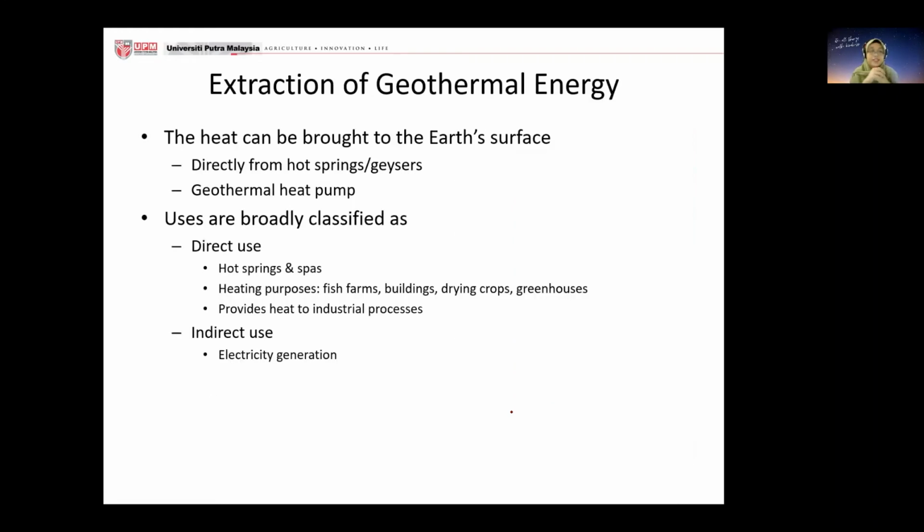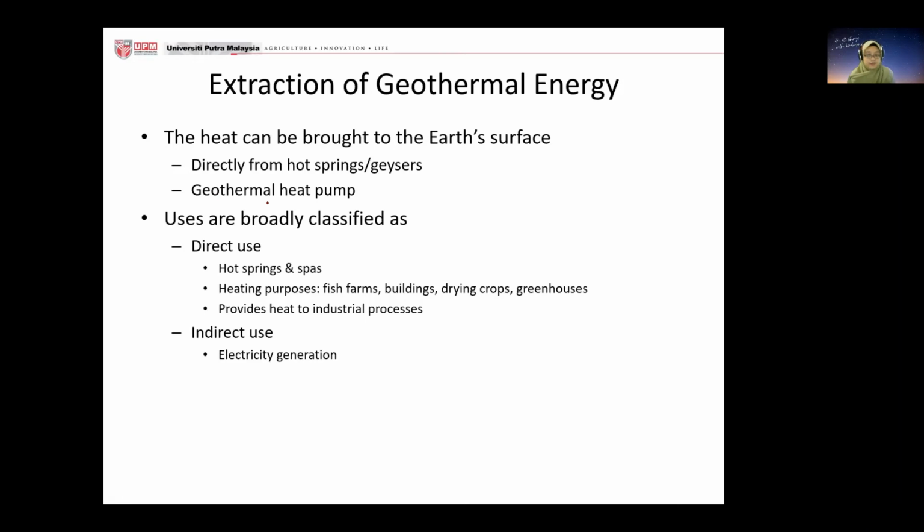So basically, in geothermal energy, you want to make use of the heat, right? And this heat can be brought to the Earth's surface directly, usually from hot springs or geysers, or you can also use geothermal heat pumps. Although these are quite general, you can actually classify the uses into two. First is direct use, second is indirect.